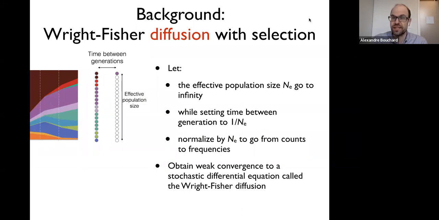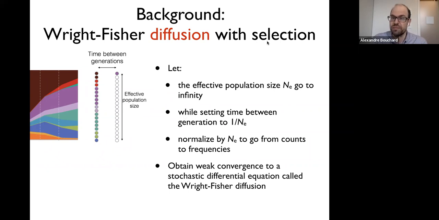Let's make this thought experiment where we let the effective population size N_e go to infinity, and at the same time set the time between generations to 1 over N_e. And at the same time, we're also going to normalize by N_e to go from counts to frequencies. This is some kind of sophisticated way of squinting: of course, we know that these populations don't grow and don't have all these simultaneous dynamics, but there's a leap of faith that if these counts are big enough, then the limiting object of this process is a reasonable approximation to the process I described in the last slide.